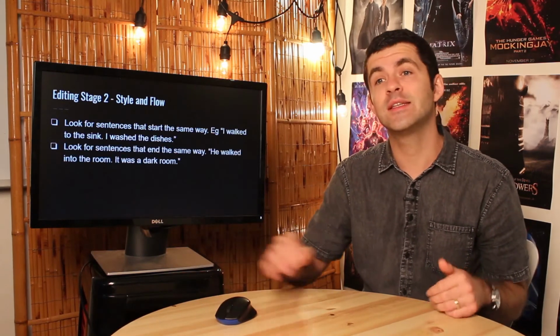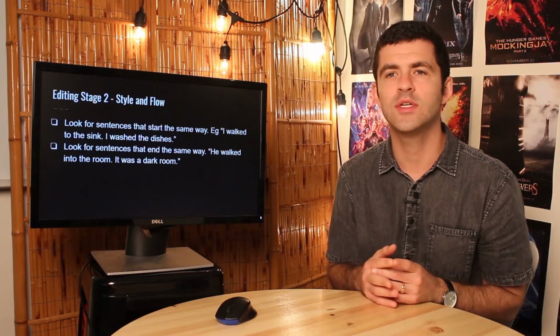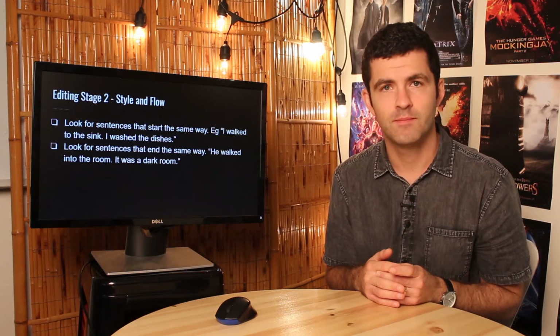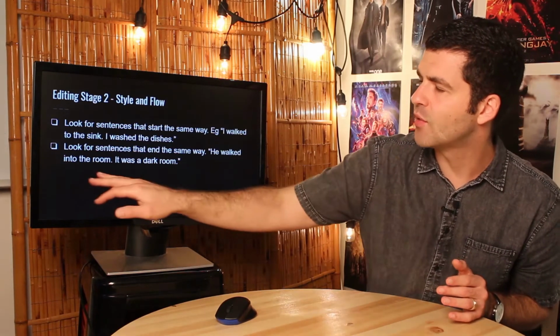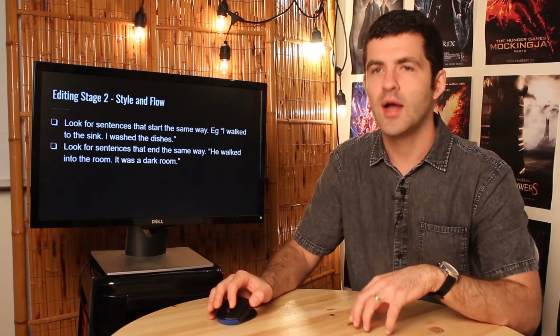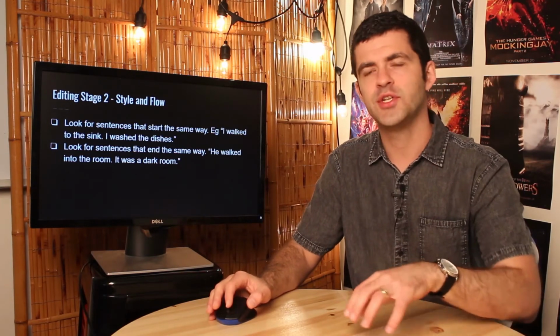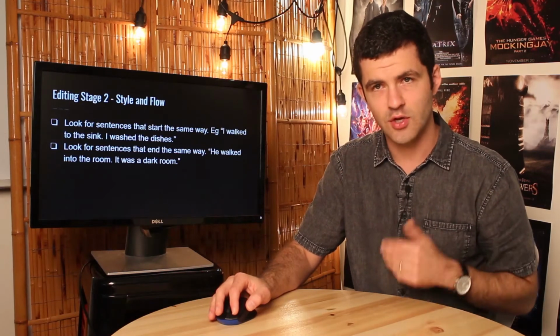Also look for sentences that end the same way. He walked into the room, it was a dark room. He walked into the room, it was dark. That's enough. But again, when we end sentences the same way, it kind of feels like we're trying to rhyme or something and it doesn't quite work. So just look for those, particularly in writing. I is really, really common, or she. Try and change up the structure of those sentences so you're not overdoing those things.